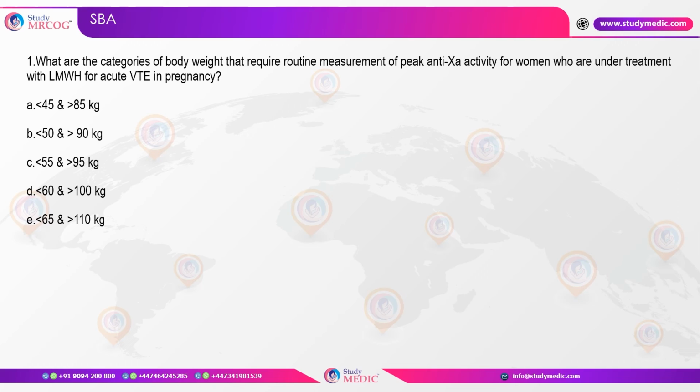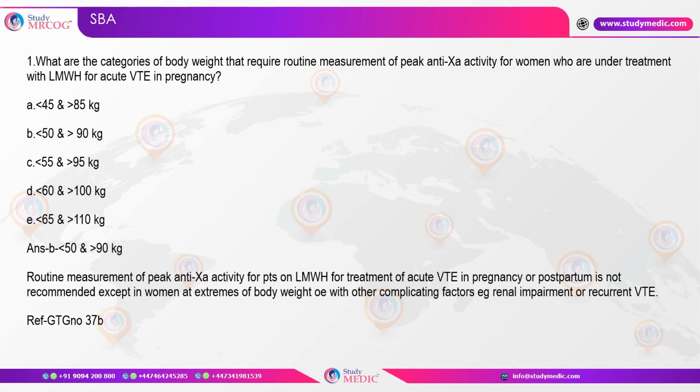Let us see a few questions that would appear in your exam. What are the categories of body weight that require routine measurement of peak anti-Xa activity for women who are under treatment with low molecular weight heparin for acute venous thromboembolism in pregnancy? If you remember the previous slide carefully, women who weigh less than 50 kg and those who weigh more than 90 kg require routine measurement of peak anti-Xa activity.